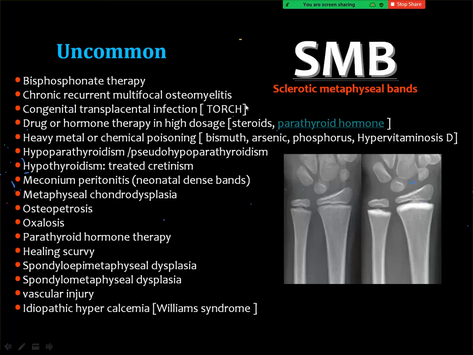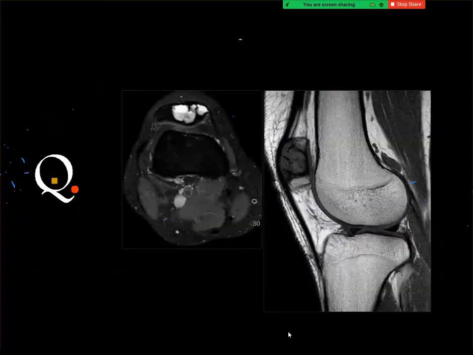There are uncommon diseases that can be associated with metaphyseal bone sclerosis, like bisphosphonate therapy, chronic recurrent multifocal osteomyelitis that has been mentioned, congenital transplacental infection, including the TORCH possibilities, drug or hormone therapy in high dosages like steroids or parathyroid hormone, heavy metal or chemical poisoning, as mentioned, hypoparathyroidism, hypothyroidism, meconium peritonitis, metaphyseal chondrodysplasia, osteopetrosis, oxalosis, parathyroid hormone therapy, healing scurvy, spondyloepiphyseal dysplasia, spondylometaphyseal dysplasia, vascular injury, and idiopathic hypercalcemia.